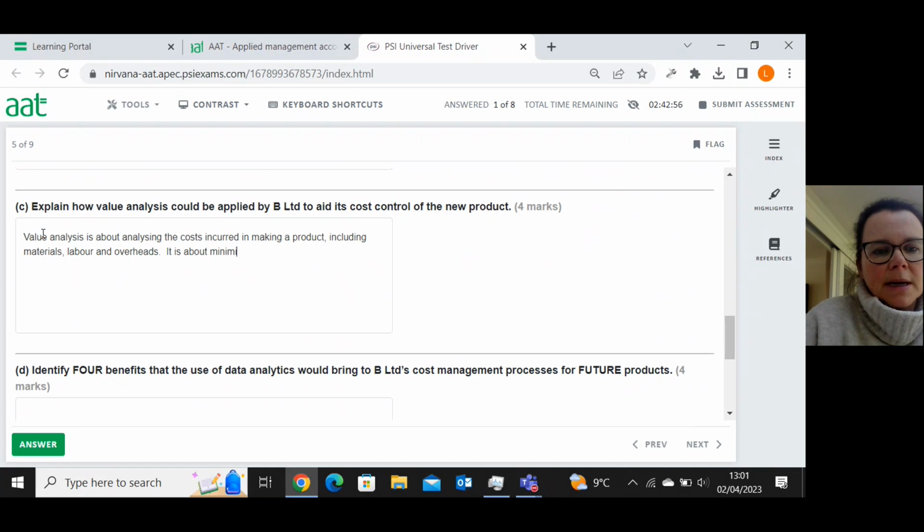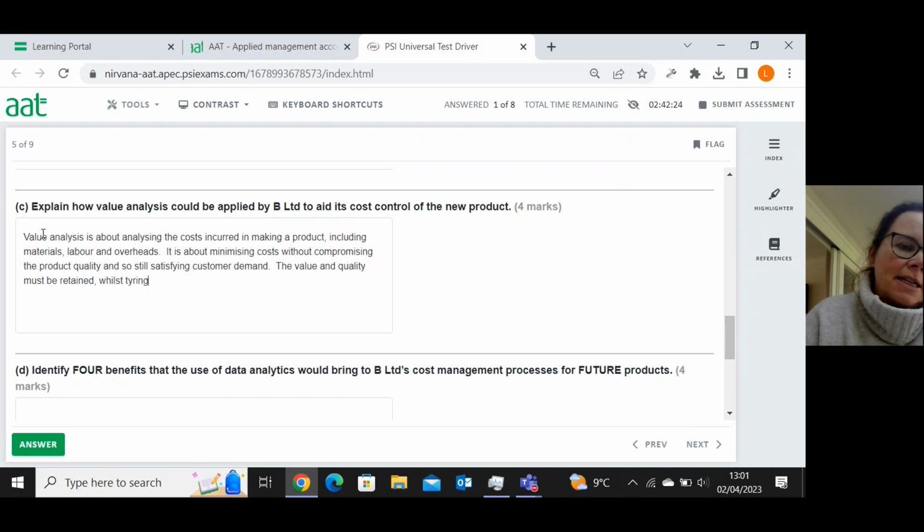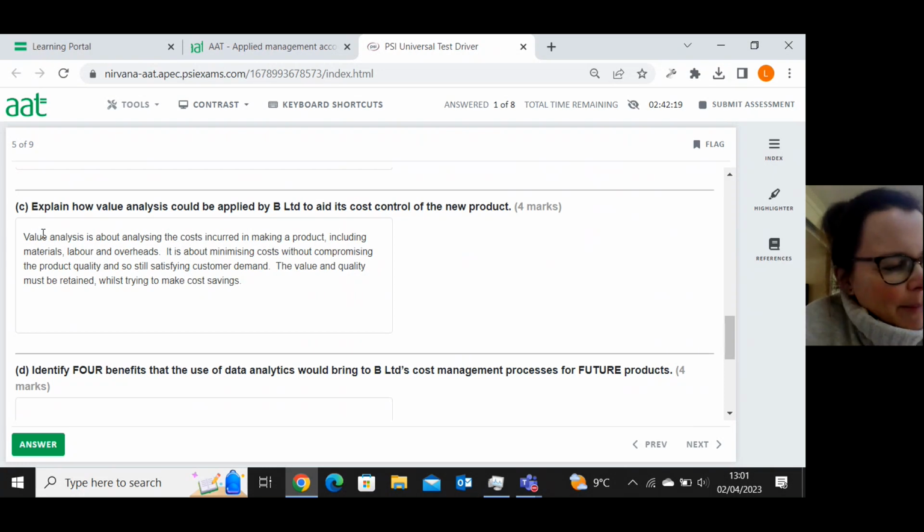It is about minimising costs without, this is the key bit, without compromising the product quality, and so still satisfying customer demand. The value and quality must be retained whilst trying to make cost savings. I feel like I'm waffling a bit. 4 marks.